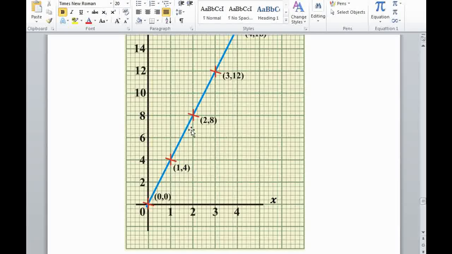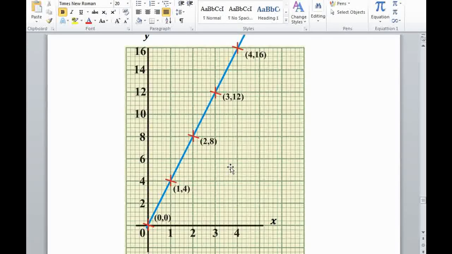Same as the third ordered pair is 2 and 8, x coordinate 2, y coordinate 8. This is the point of intersection for these 2 coordinates. And the next ordered pair is 3 and 12. So x coordinate 3 units and y coordinate 12 units. So let's join them, we get the point of intersection. So this is our next ordered pair, 3 and 12.